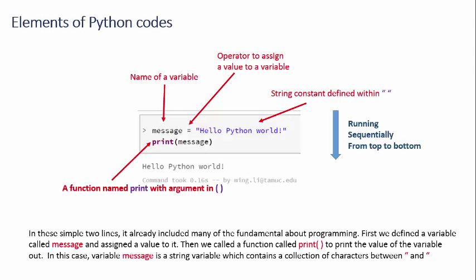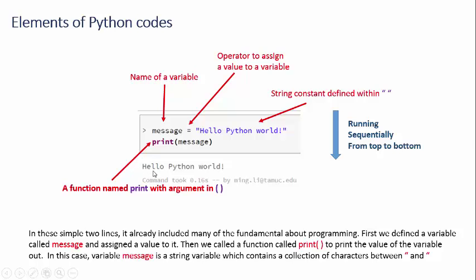First, let's look at a simple Python code that we checked last time. In that particular one, you see we defined a variable called message. And that message is basically a string, a collection of characters within quotation marks, hello Python word. In the first line, we define the message. And in the second line, we ask the computer to print the content of that message.